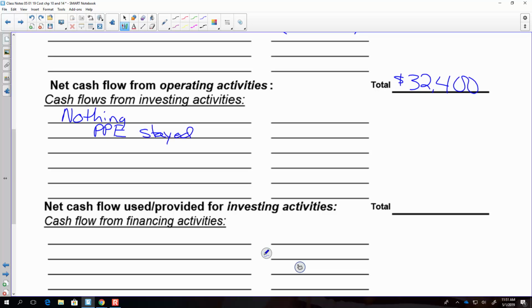So on other problems, there is going to be a change in the property, plant, and equipment, and that's what would show up here. My purchases and sales of long-term assets are recorded here. So that's going to be 0.